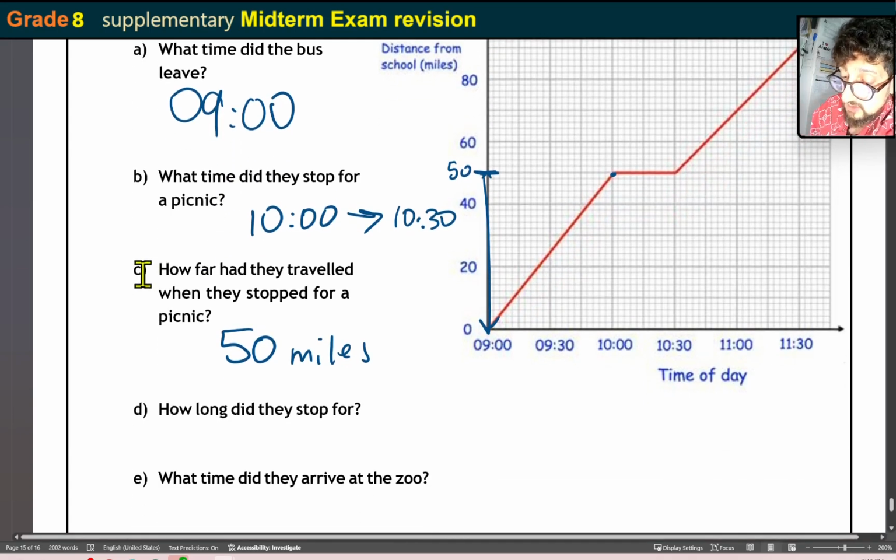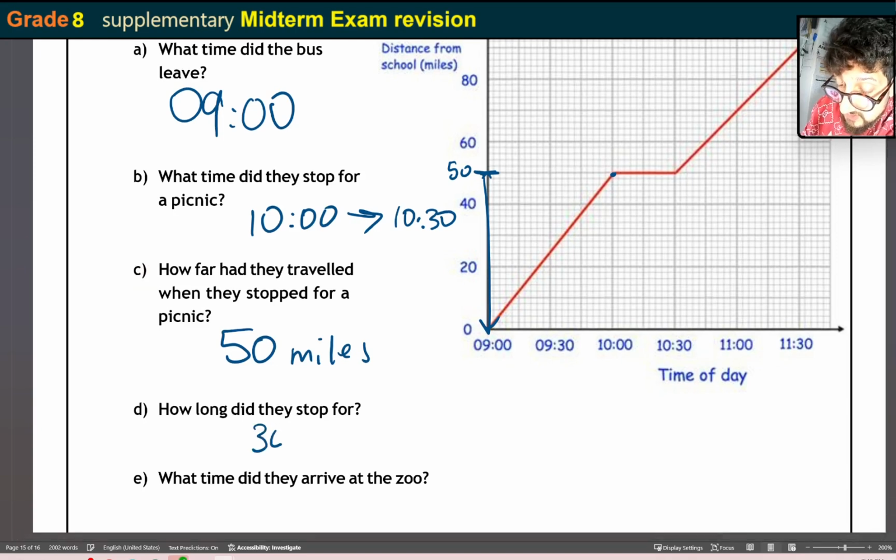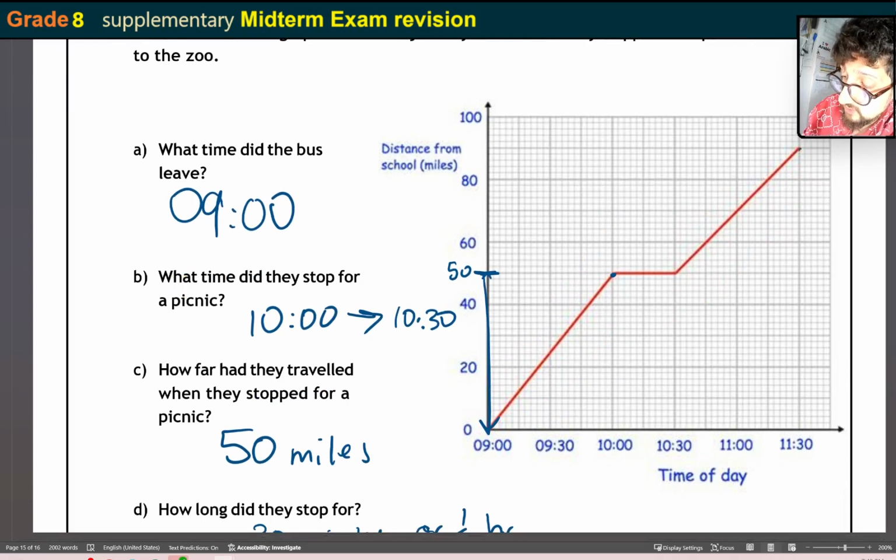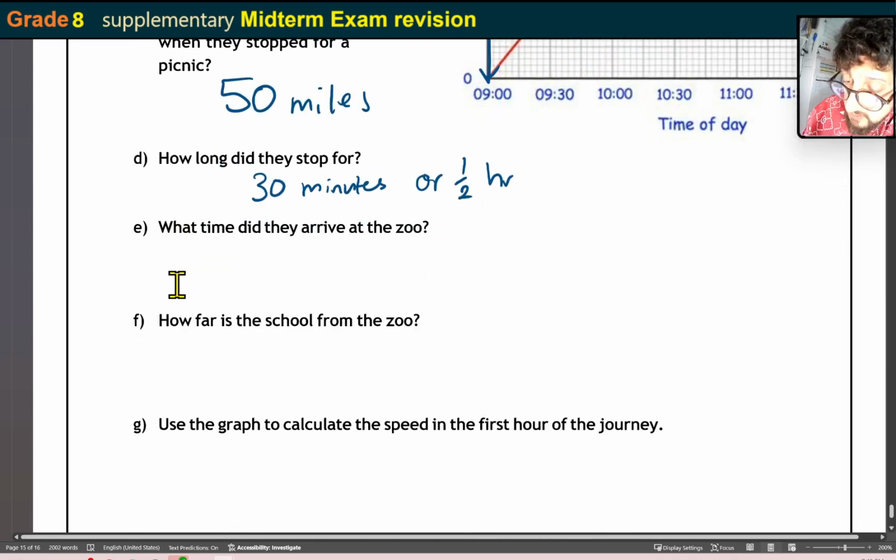And how long did they stop for? They stopped for half an hour or 30 minutes. It doesn't matter whether you write 30 minutes or half an hour, unless the question tells you to write the answer in minutes. What time did they arrive at the zoo? Well, they arrived at the zoo over here. That's the end of their journey, and that was at 11:30.